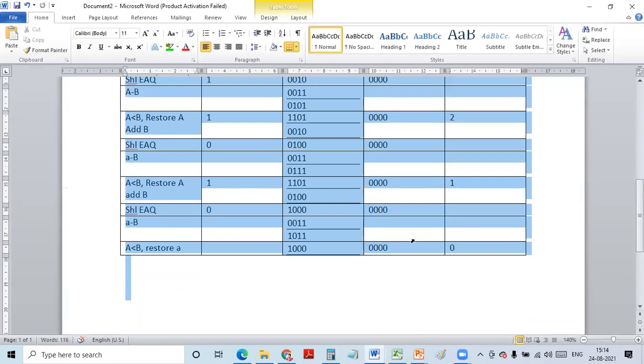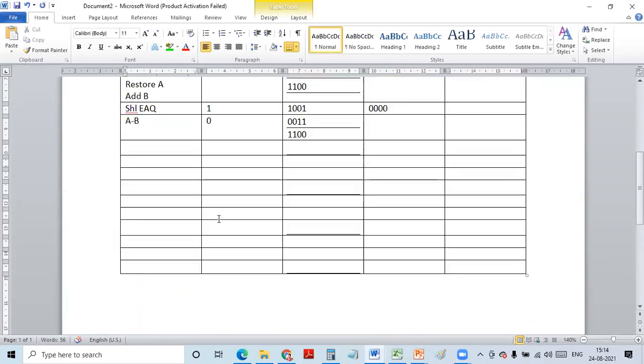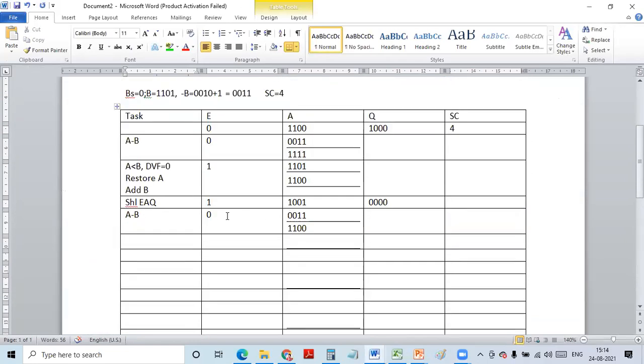So here all this is wrong. Here E is 1. This is your result. Okay. So you have to make your Qn as 1. The next time you'll be getting 0 0 and 0 0 0 1, and then the sequence counter you have to reduce.